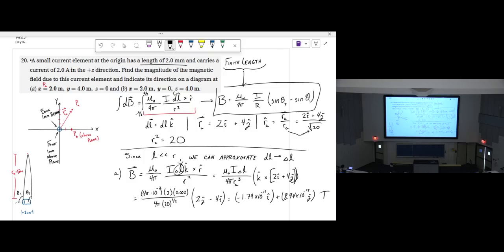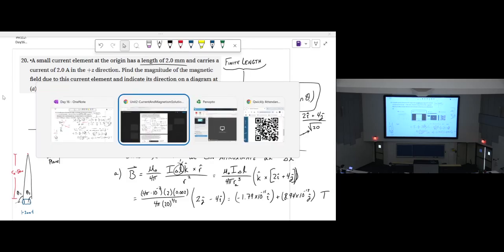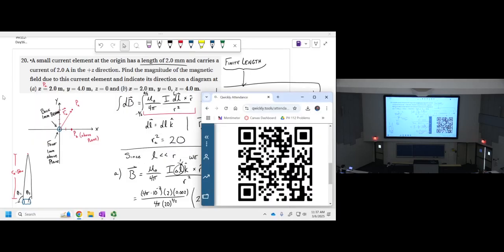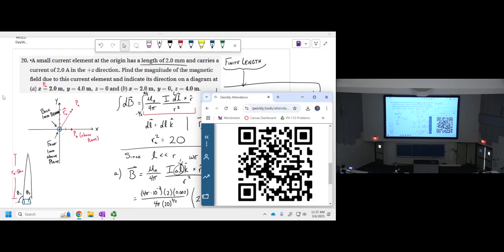Okay. I can put the QR code back up. Any other questions on this one?